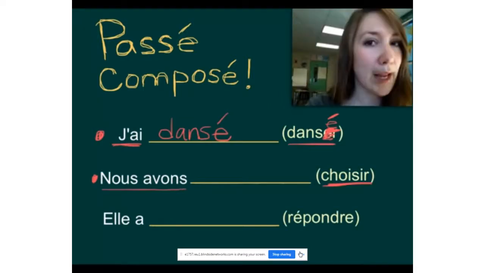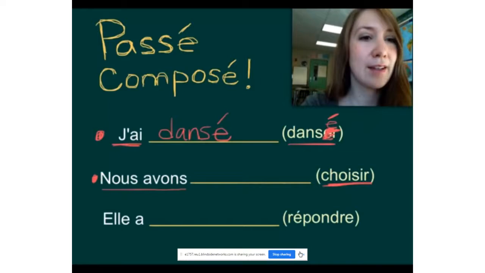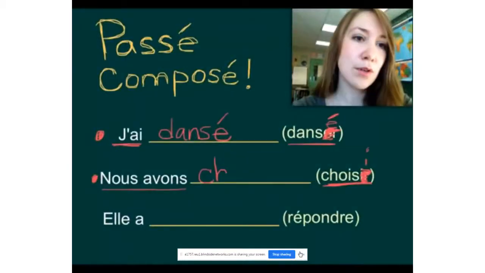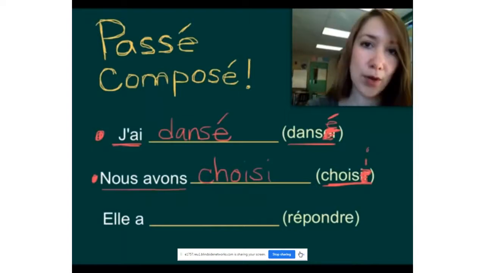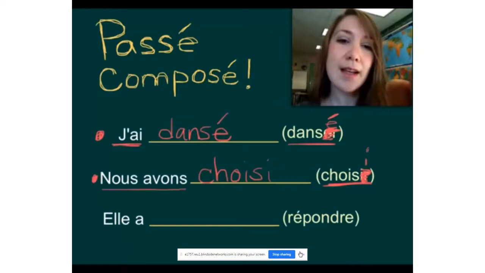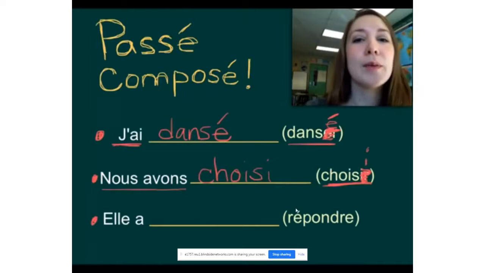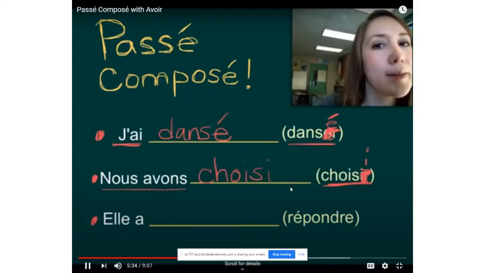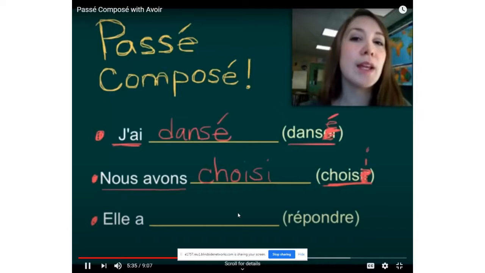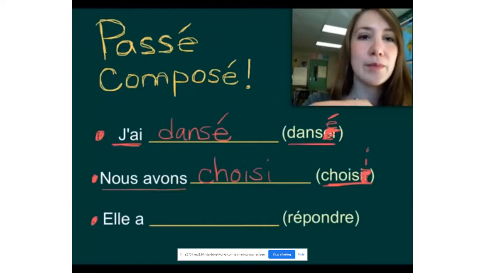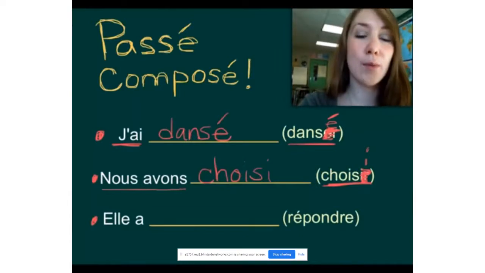And what we would do is take off the IR ending and add an I for nous avons choisi. We have chosen, or we chose. And then this last one, I'd like to say she has responded. It also would mean in English, she responded. But again, in French, we only have this one way of describing an event in the past that happens not over a long period of time. So not she was responding, but she has responded.